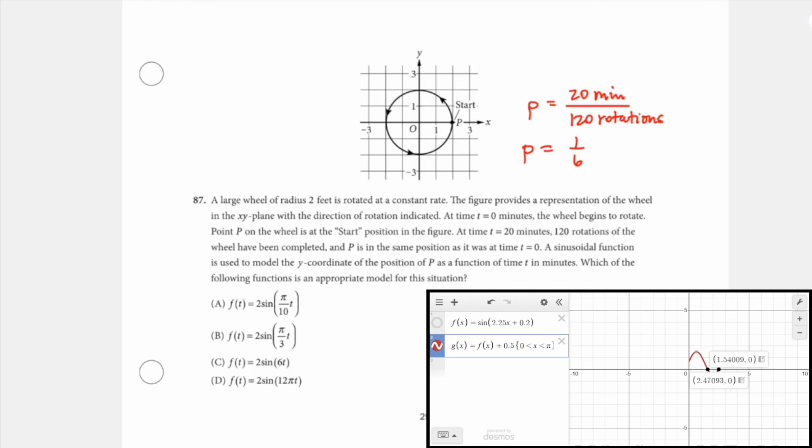Okay, and we're also going to say period is equal to 2 pi over b. I am noticing right now that I've got 4 different values of b in my 4 different answer choices, so I'm going to use that. 1 over 6 equals 2 pi over b. Okay, so I'm going to multiply both sides by b. I can do that one mentally. That's going to give me 12 pi, and so that will be answer choice D.